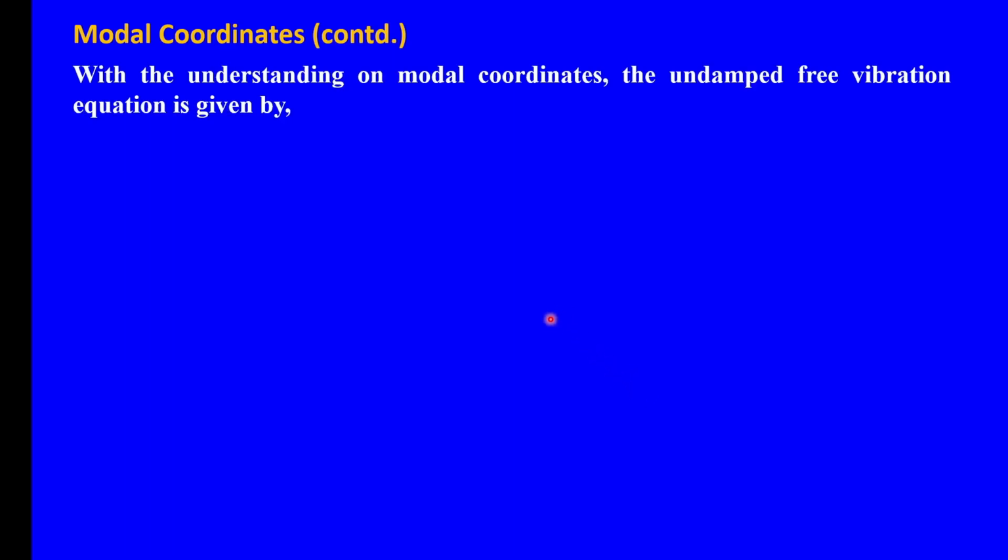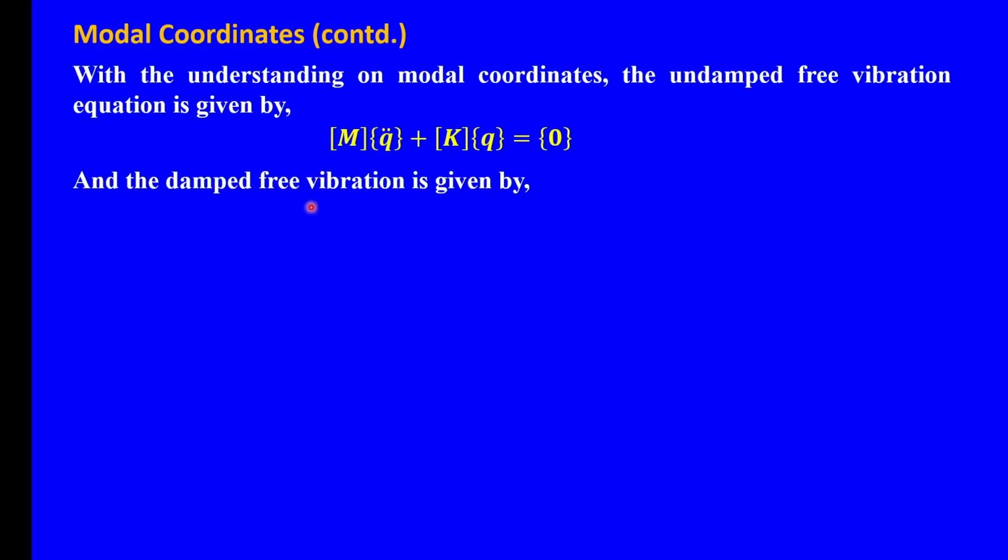With the understanding from the previous slide about the modal coordinate, the undamped free vibration equation can be expressed in a different way now: capital M q double dot plus capital K q equals a null vector. Capital M is the modal mass matrix, as we will see just now, K is the modal stiffness matrix, and q is the modal coordinate we discussed in the previous slide. For damped free vibration, one more term comes in, the damping term: M q double dot plus C q dot plus K q equals a null vector. So instead of the real coordinates u, we have converted the undamped and damped free vibration equations in terms of the modal coordinates and modal values.